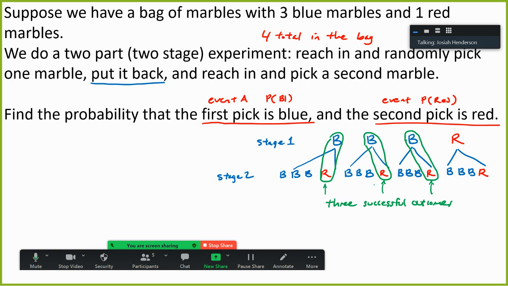How many total outcomes are there? What's our sample space for this experiment? Remember, the sample space is the total number of outcomes you see at the last stage, the final stage. So how many total outcomes are there on this final stage? Can we count those up?